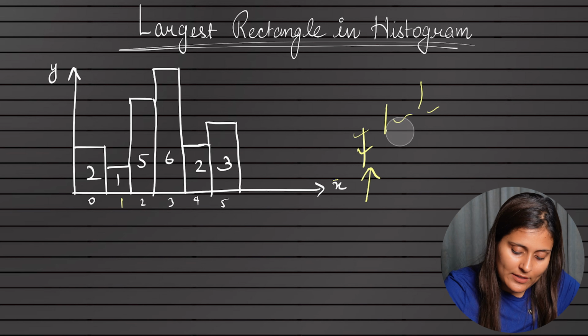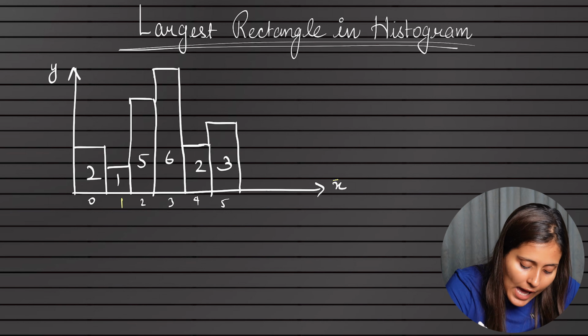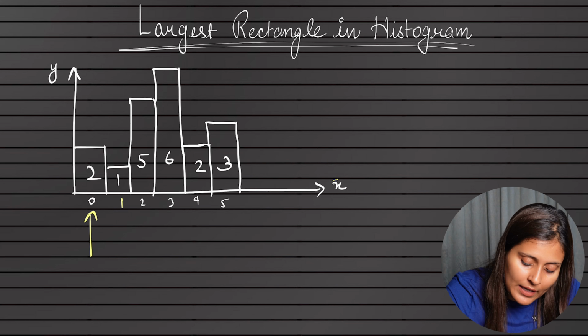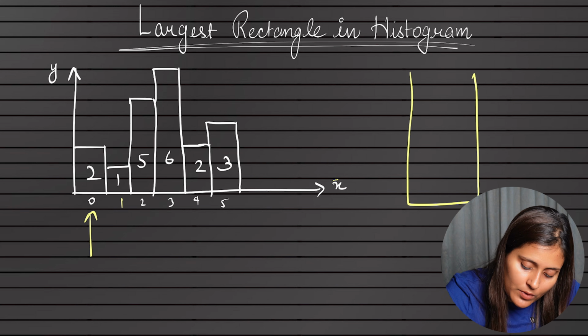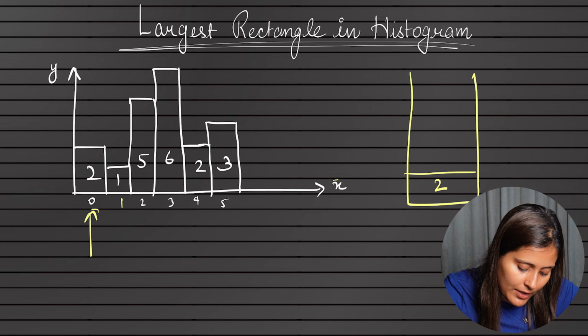Correct? So let's do the dry run so that you will understand more clearly. I found 2. So what will I do? In the stack, I will add 2. Correct? I added. Okay. Now once I added 2, I went on what?